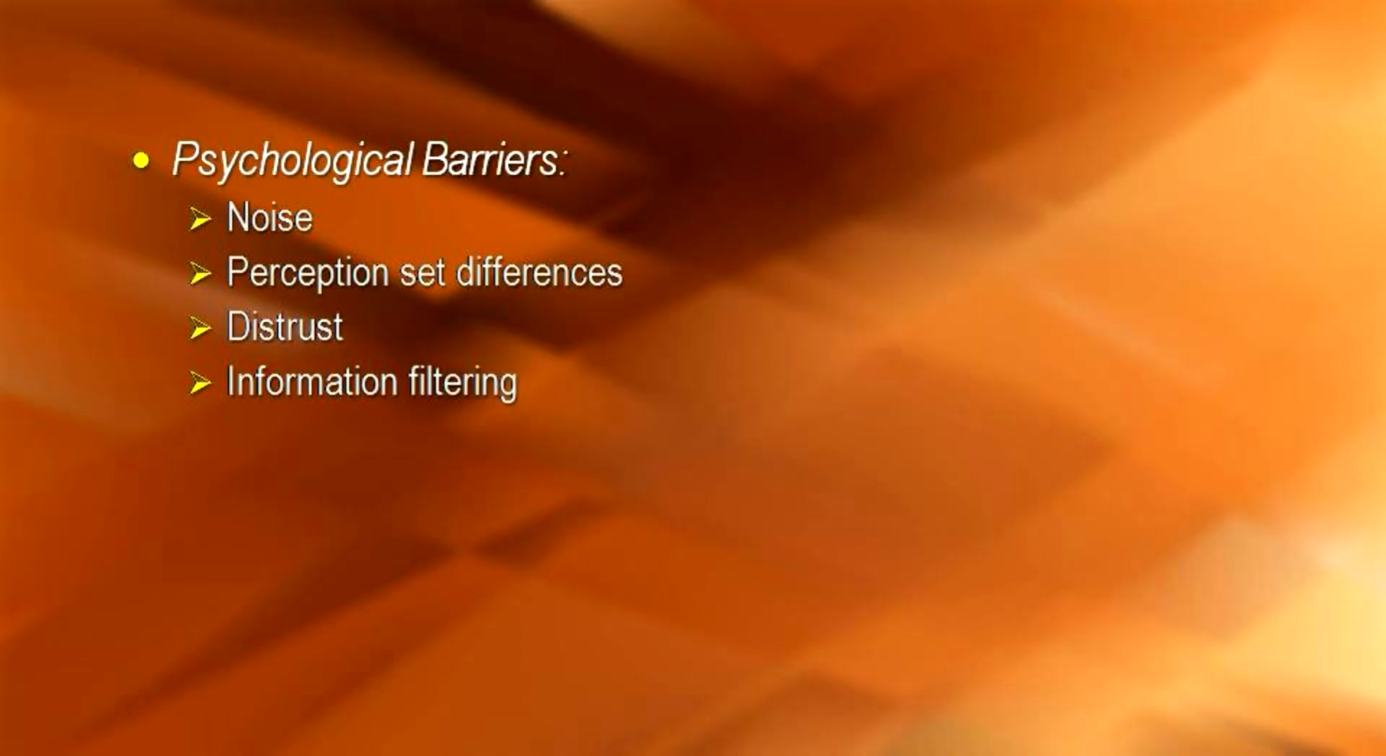The third thing is psychological barriers. Amongst the psychological barriers also, we have four major aspects. One is noise, the other is perception set differences, the third is distrust, and the fourth is information filtering. Let us look at each of them separately.